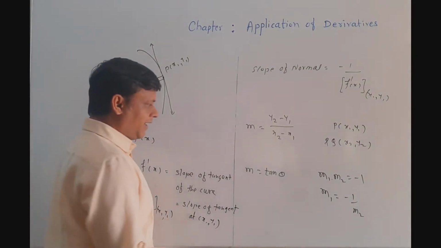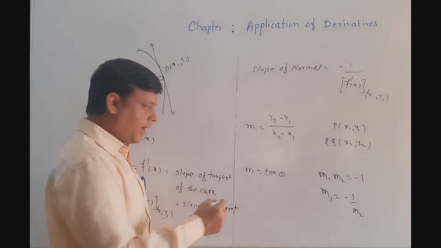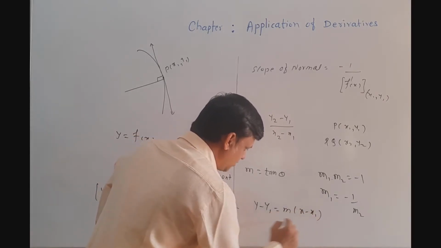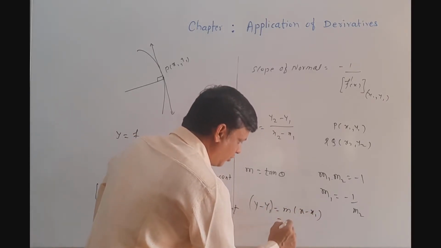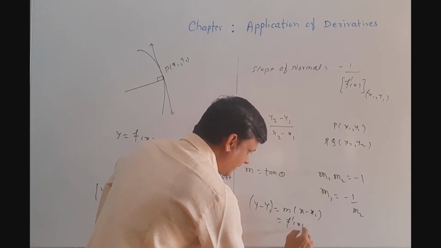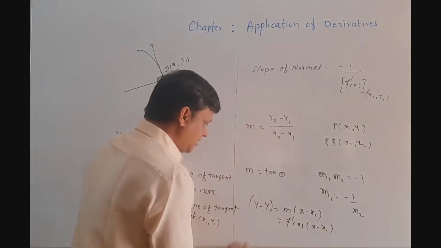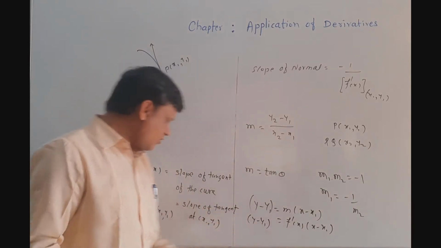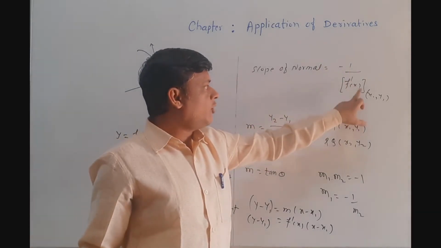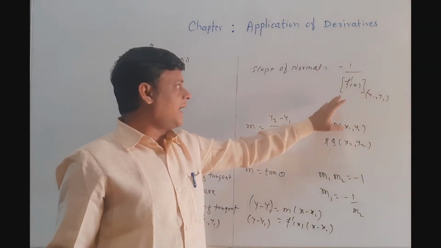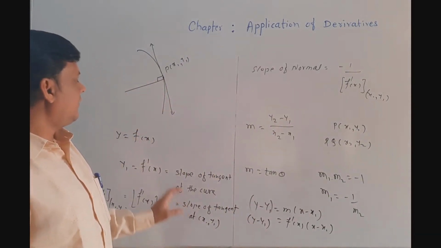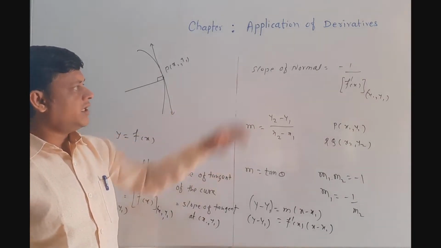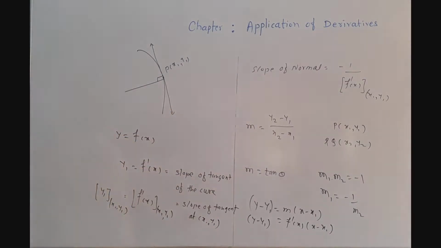So if we have to find the equation of the tangent at x1 y1, then we write y minus y1 is equal to m in bracket x minus x1. Here in place of m we have to write f dash of x for the equation of tangent, and for the equation of normal we have to write in place of f dash of x, minus 1 upon f dash of x at x1 y1. So we solve problems from the exercise based on this equation of tangent and equation of normal.